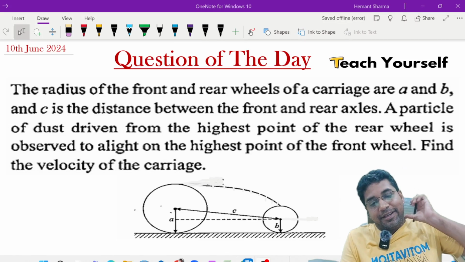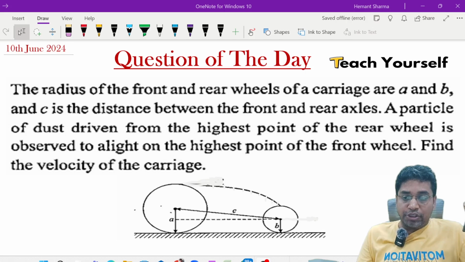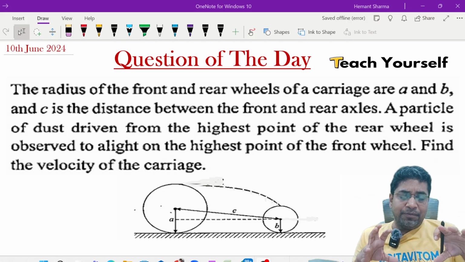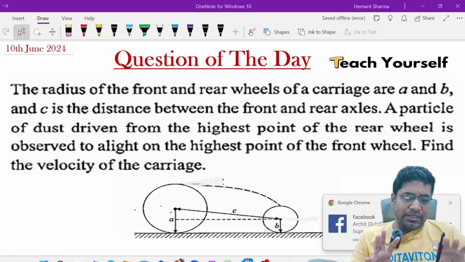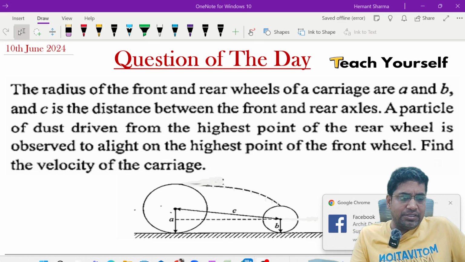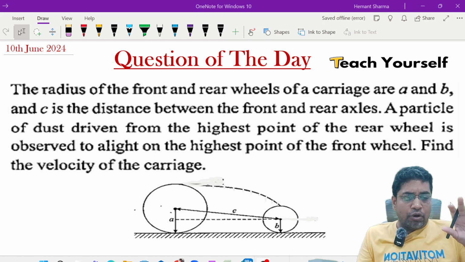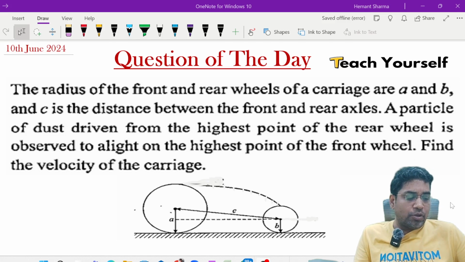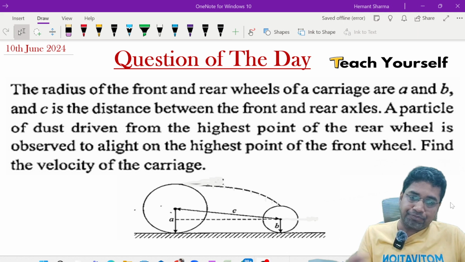Hi, in today's question of the day, I will be discussing a question which is primarily of projectile motion. But this question has been framed in terms of a story. So the main point of this question is just to comprehend the problem. If you comprehend the problem properly, believe me, this question is one of the easiest questions. Now, coming to the question.